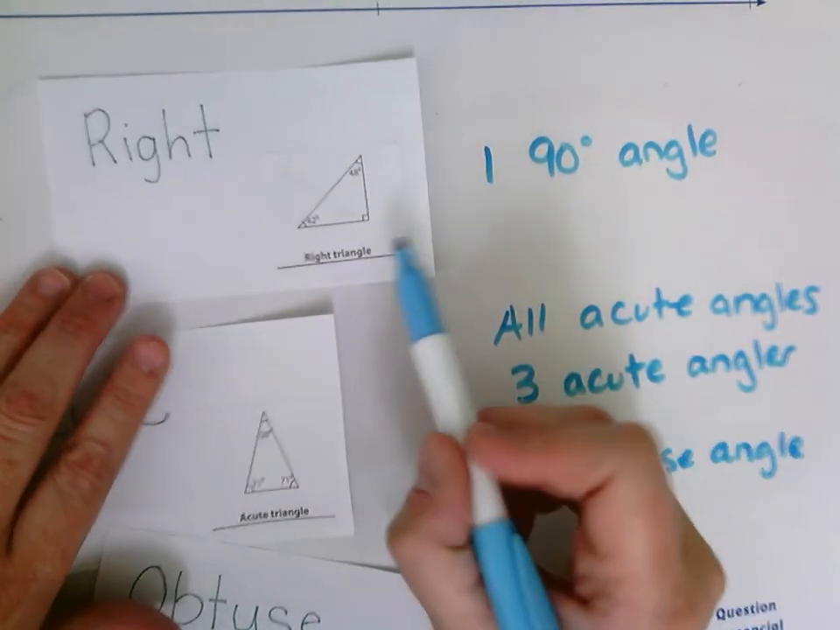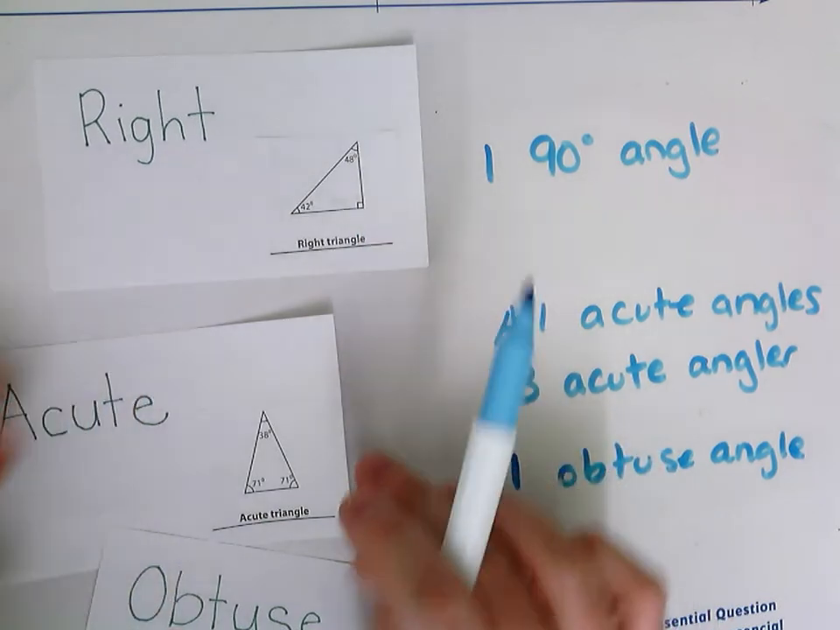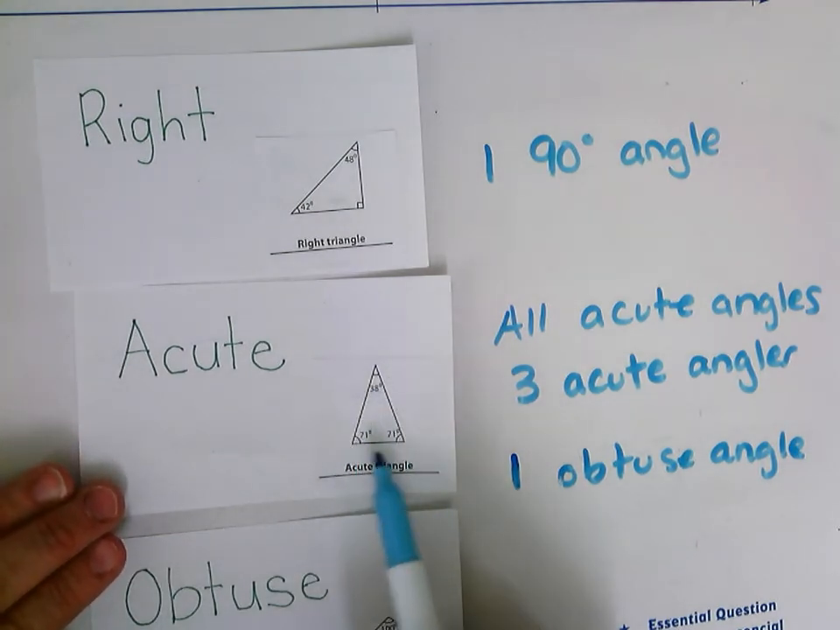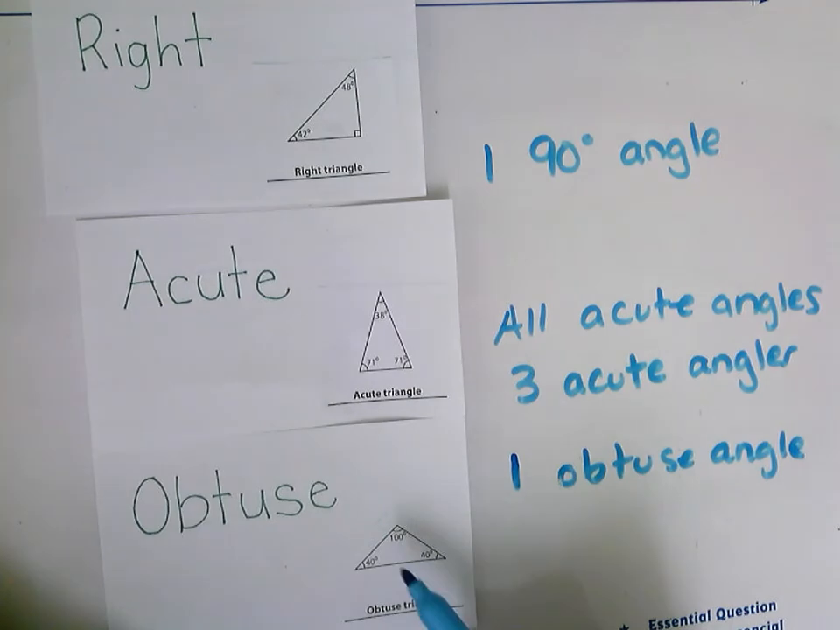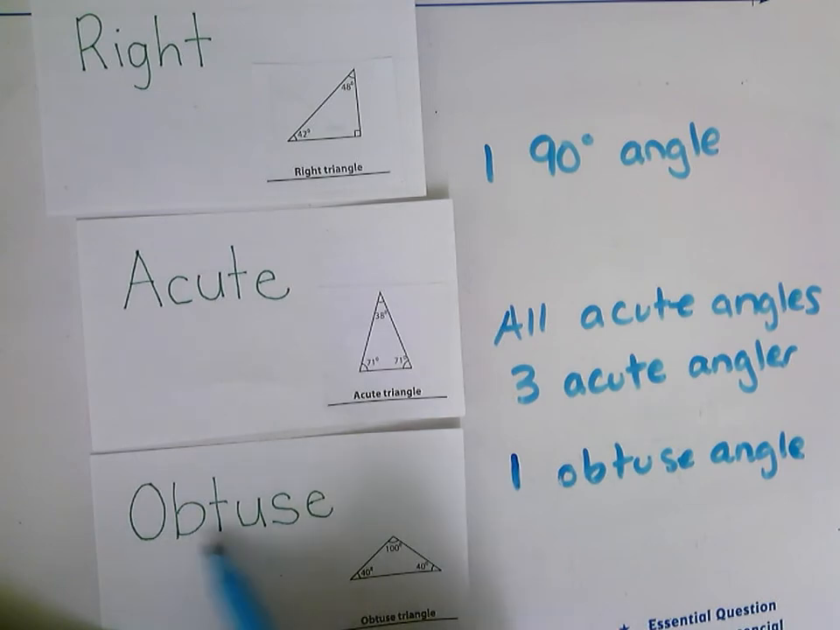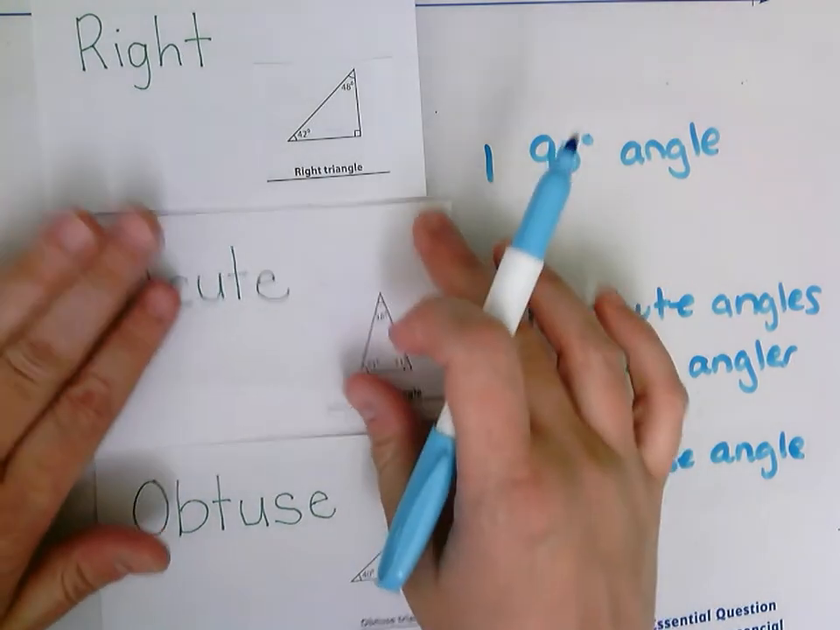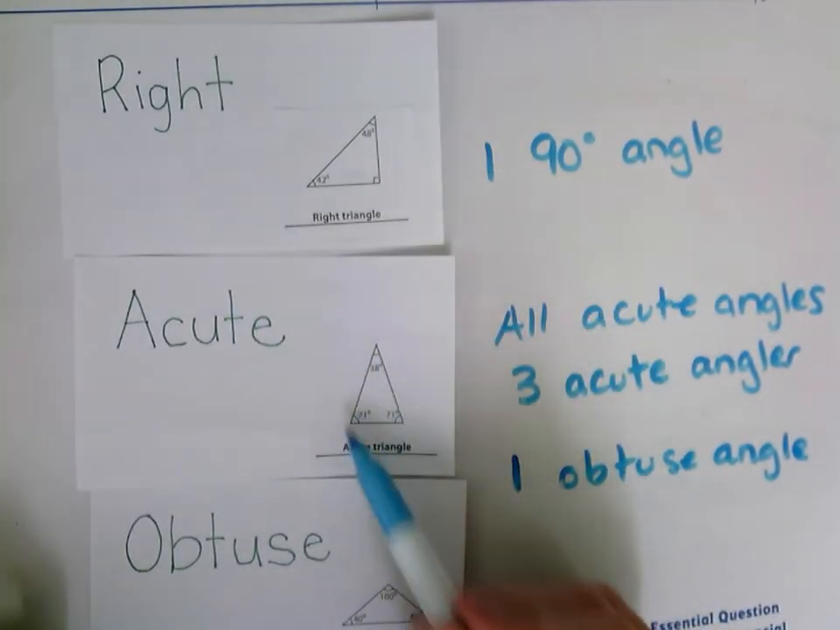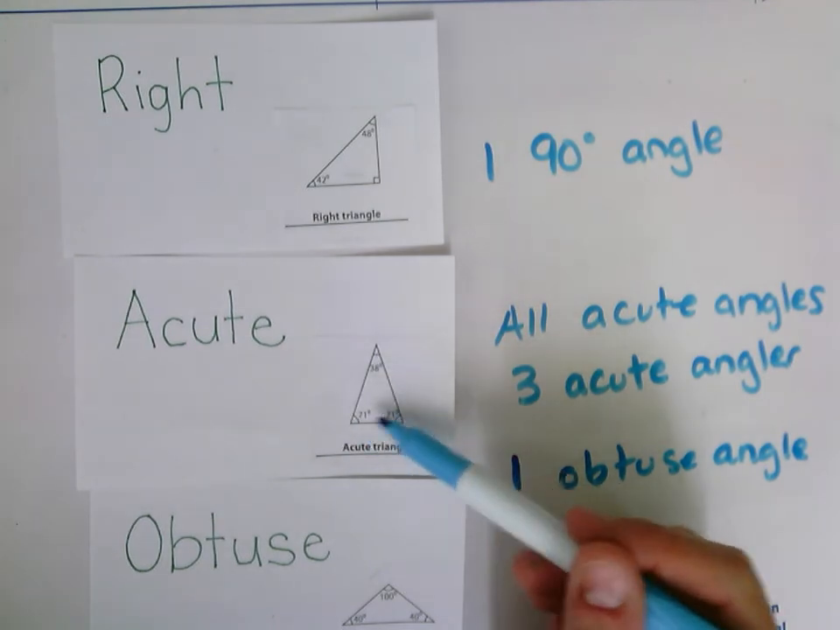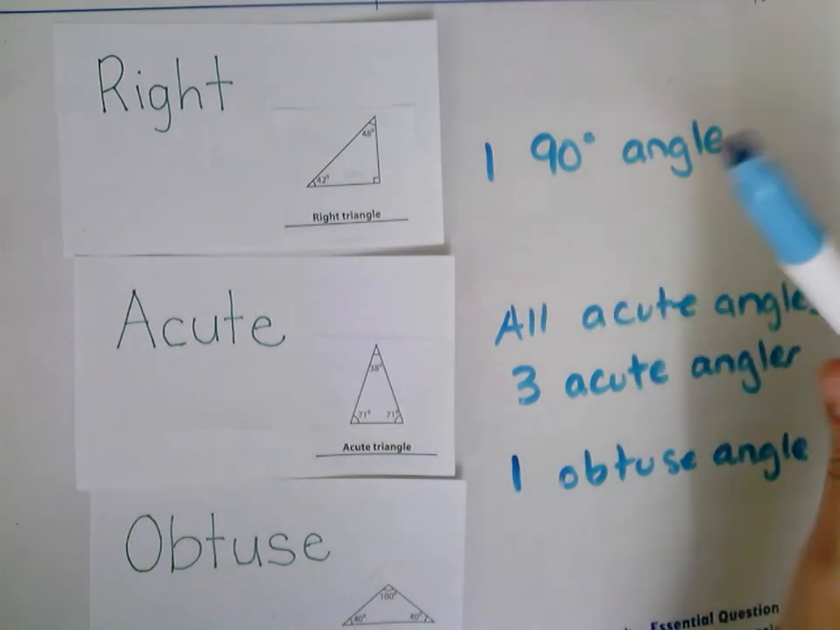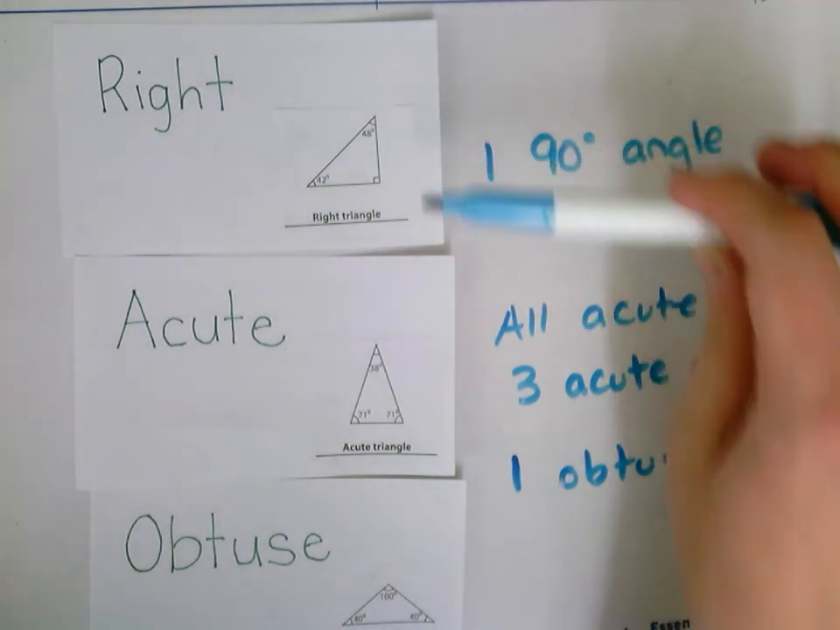So just as a recap, a right triangle has one angle that measures 90 degrees. An acute triangle has three acute angles. All of them are acute. And our obtuse has one obtuse angle. The rest are acute. So if you have an angle that's greater than 90, it's going to be an obtuse triangle. If you have a triangle with a 90-degree angle, it will be a right triangle, and all the other triangles that have only acute angles will be an acute triangle. So on today's practice page, you're going to be classifying triangles as either right, acute, or obtuse.